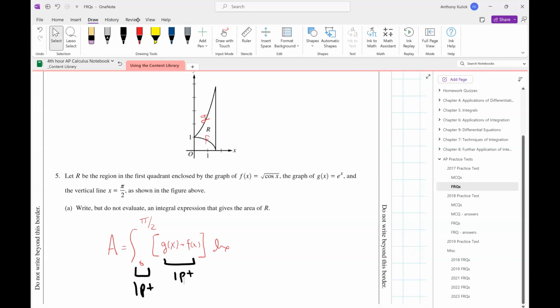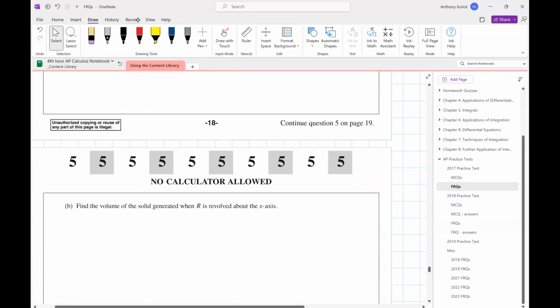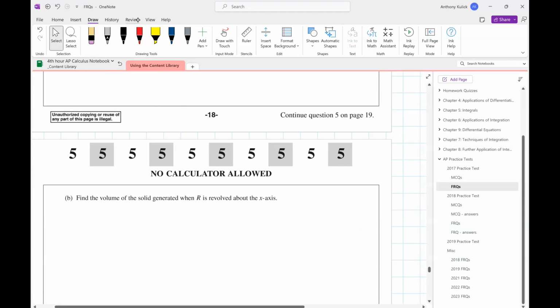Why do you suppose they ask you to not evaluate this? That is a son of a gun because that thing is not going to be fun to integrate. In fact, I have no idea how to even go about trying that because it's not a parts that I can see. It's not a U sub. I don't know what to do with that. Yeah. So again, make sure if it says don't evaluate, you don't waste a bunch of time trying to do it because I don't know what you would do there other than waste a bunch of time.